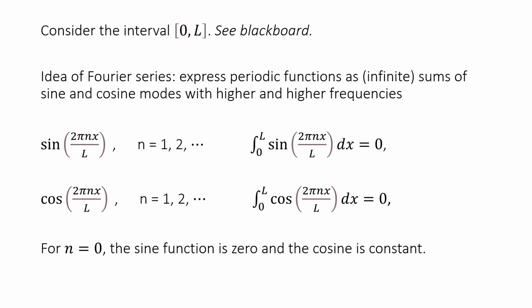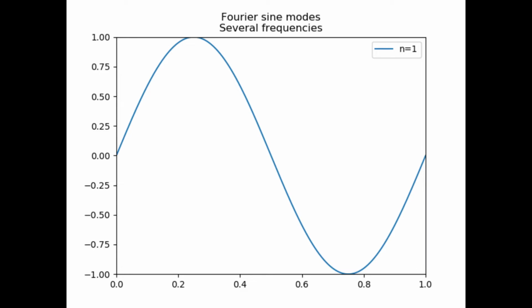Let's see how this looks like, and for that we use an illustration. We first take a look at the Fourier sine modes. The most basic example, of course, is the sine function itself, where the frequency parameter is chosen such that it makes one full swing over the interval from 0 to 1. So what you see displayed here is the function sine of 2 pi x. That corresponds to the case n equal 1.